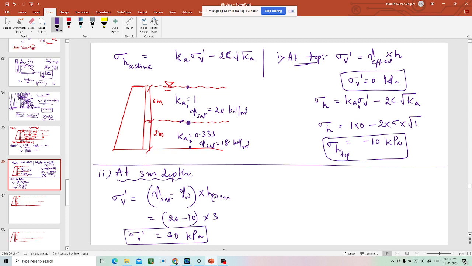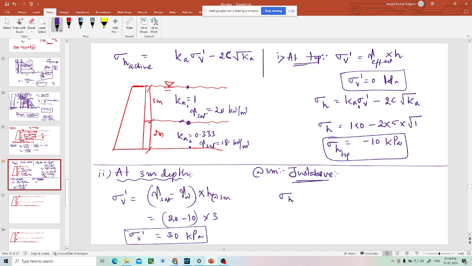Now you have calculated sigma v dash at this point as 30 kPa. Then what should we calculate now? We should calculate sigma h, just above and just below the 3 meter depth. Just above means we fall in the first layer. Just below means we fall in the second layer. But at that 3 meter depth, whether just above or just below, sigma v dash will be the same. So now we talk about just above.